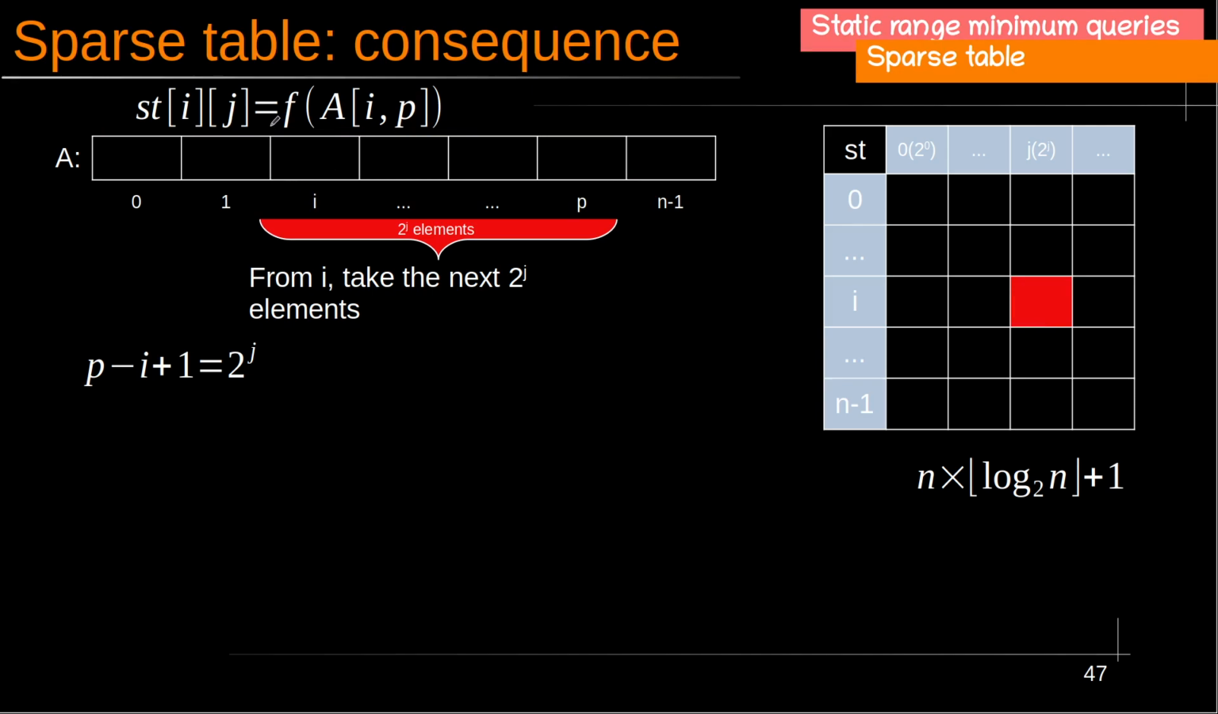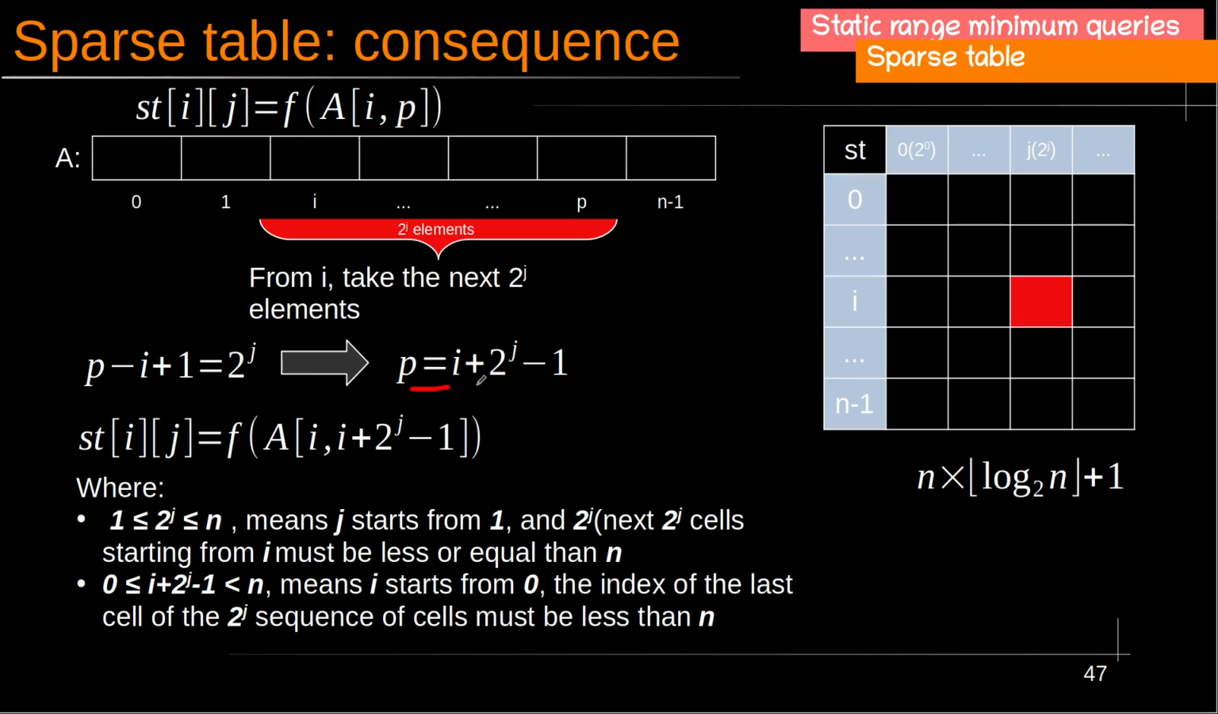We're going to take 2^j elements in the original array, from position i to a position p, which is equal to this value. Because the number of values in this range is p minus i plus 1, which is equal to 2^j elements. So we have p equal to i plus 2^j minus 1.